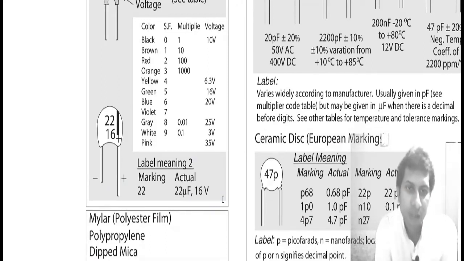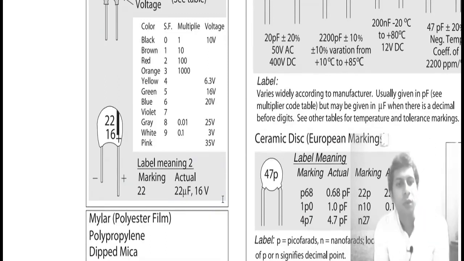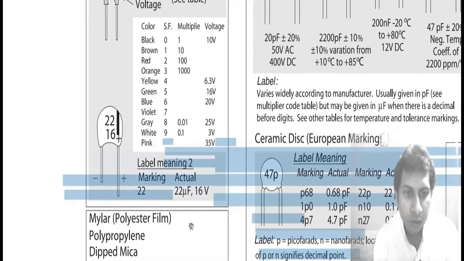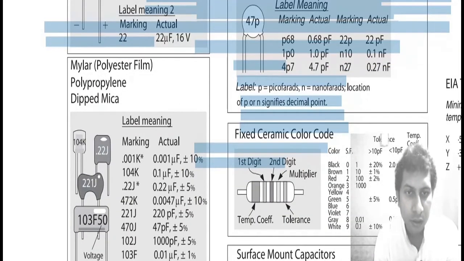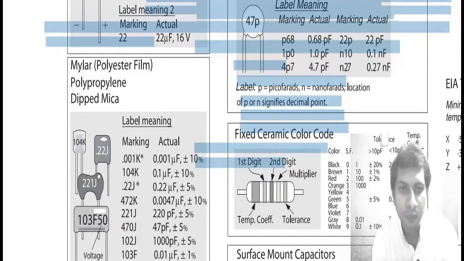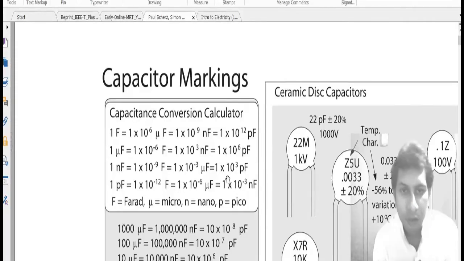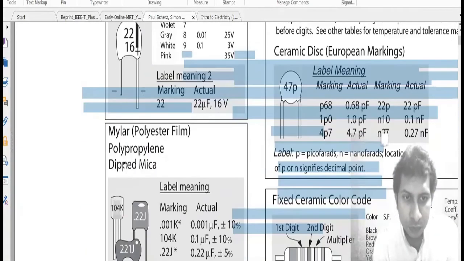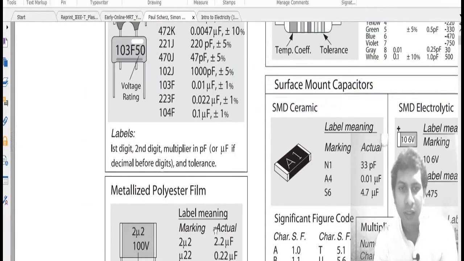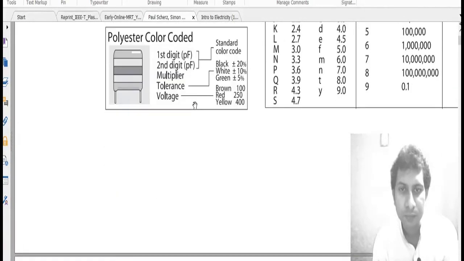So this 16 represents the voltage and 22 represents the microfarad. Okay. Now somewhere in the circuits you will use this polyester kind of capacitance.